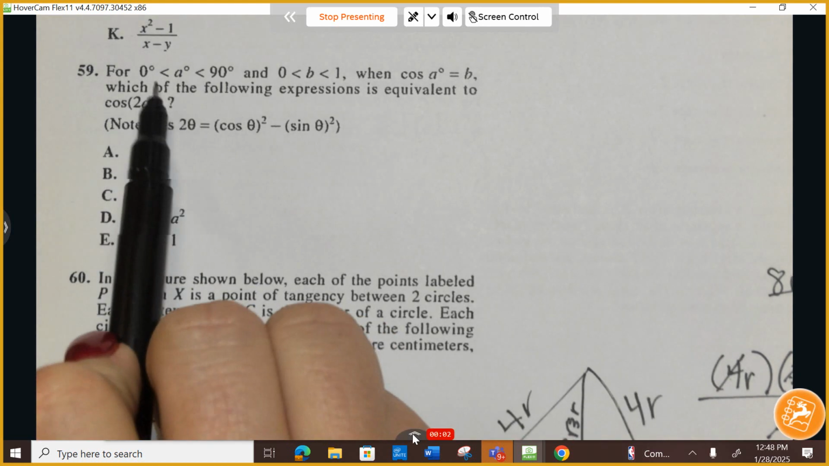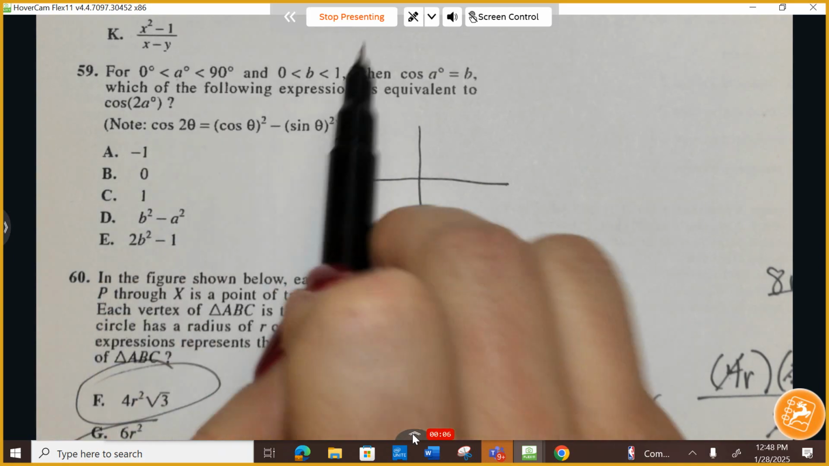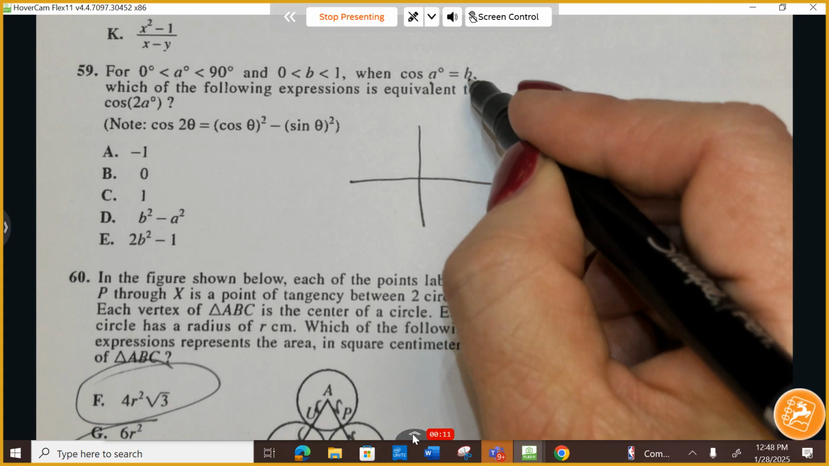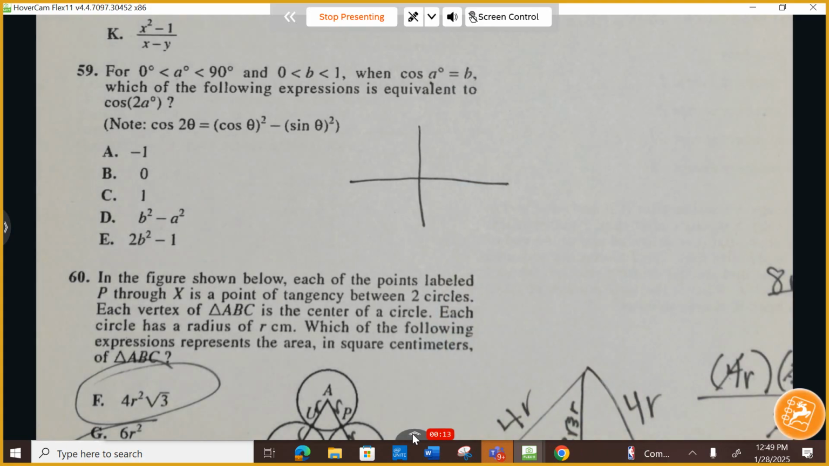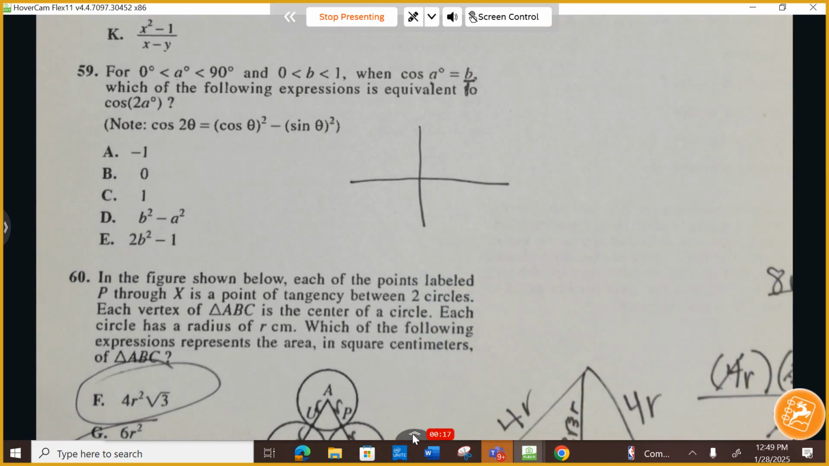All right, so 0 to 90 degrees, I know I'm in quadrant 1. Okay, I'm in quadrant 1. I know that B is between 0 and 1. And we have this angle is equal to, now remember, cosine is just a ratio of two sides of a right triangle. And so when you don't see a number on the bottom or anything on the bottom, you're going to put a 1 on the bottom.